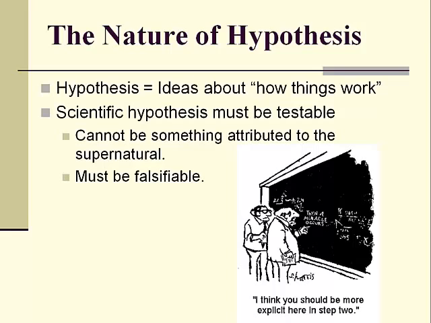A hypothesis is some explanation that can make sense of what we observe occurring in nature. And so there are scientific hypotheses and non-scientific hypotheses. In order for a hypothesis to be scientific, it has to be something that we can actually test. And so this means it can't be something that's attributed to the supernatural. It has to be something we can get our hands on and actually form a test to either prove it correct or disprove it.